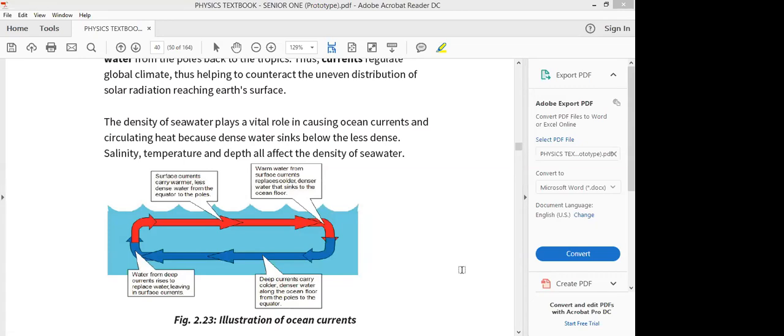Teacher. Yes, please. Can you go slowly? Okay, let me move slowly. Temperature: the moment you increase temperature, the water becomes warm and therefore less dense, so it moves to the top, to be replaced.